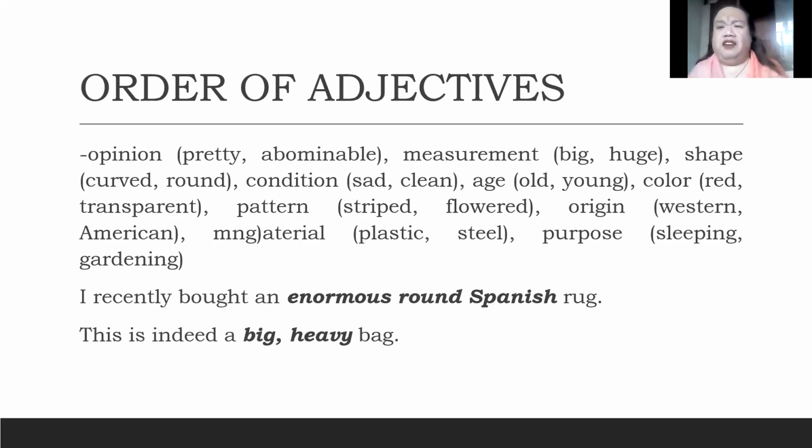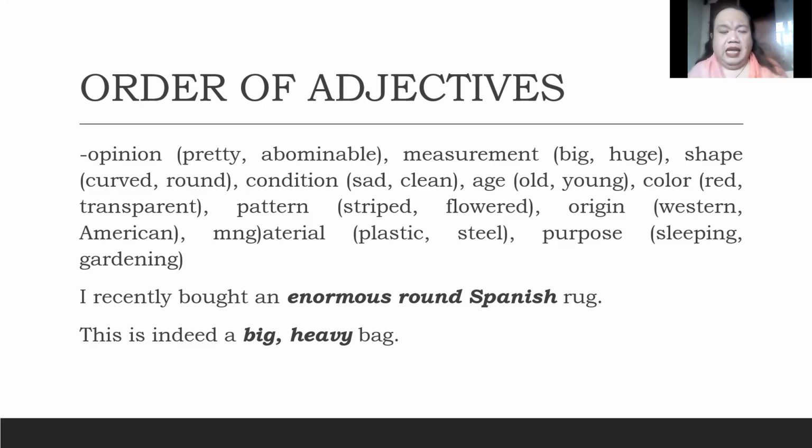Now, let's get to the order of adjectives. What will happen if, for example, in a sentence, you have several adjectives all at the same time? You have to be guided by this particular rule that there is an arrangement, a specific order as to how we're going to be arranging our adjectives. So it's going to be opinion, then measurement, then shape, then condition, then age, then color, then pattern, then origin, then material, and then purpose.